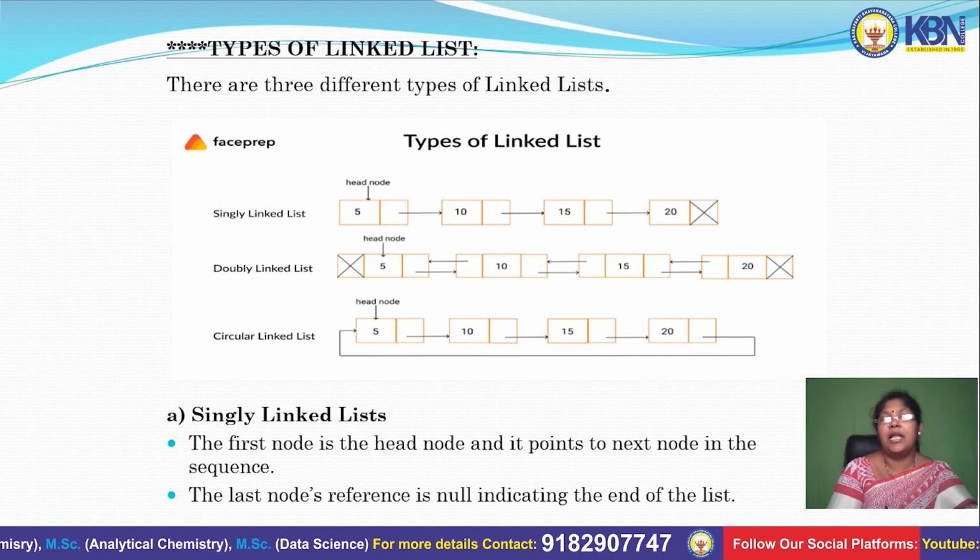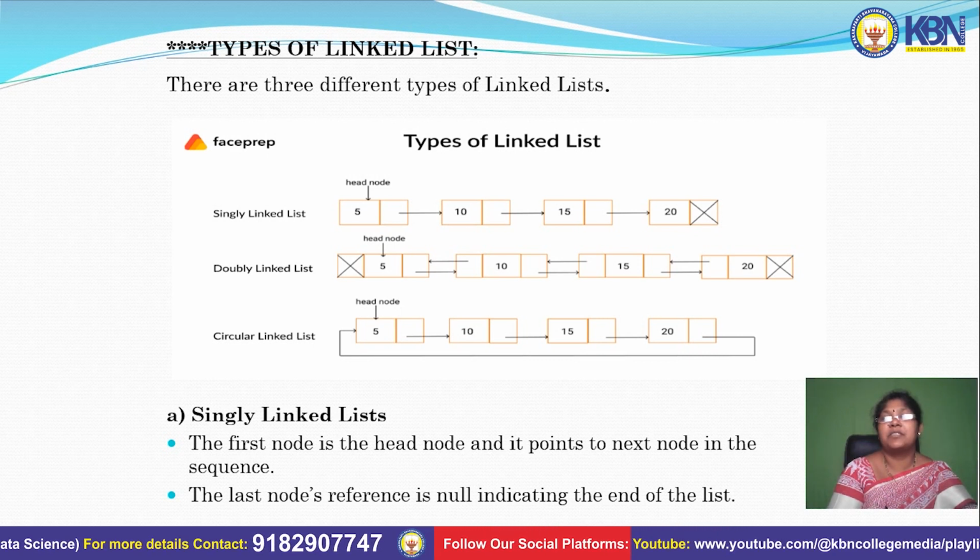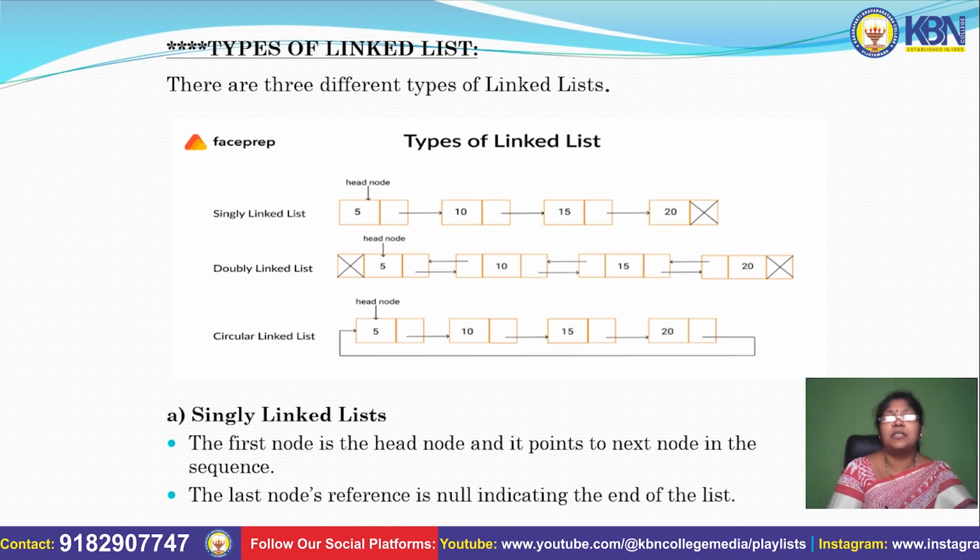So left links and right links. The elements before and the elements after an element we can represent in the double linked list. Okay. Then after, let's go for the next one, the circular linked list.